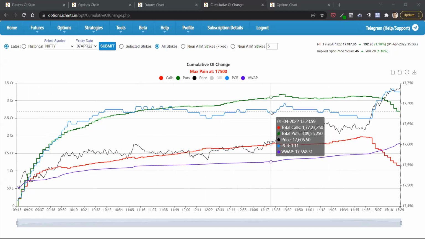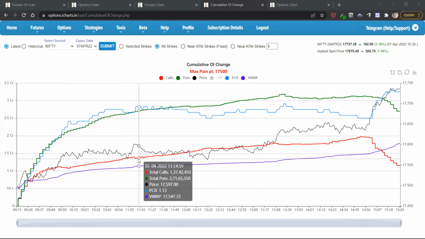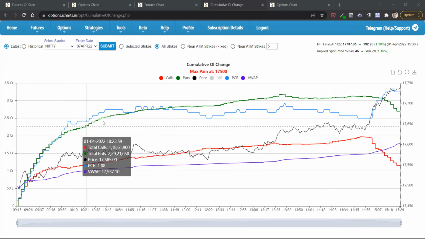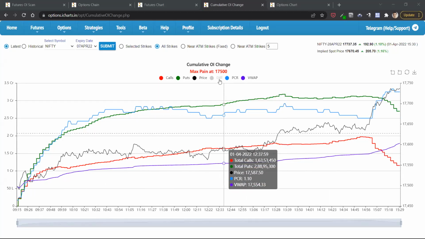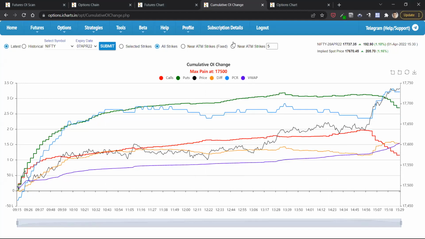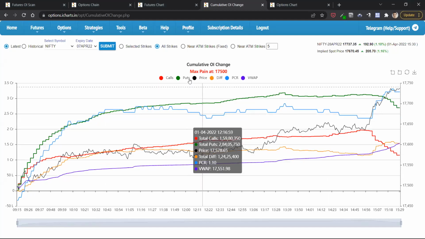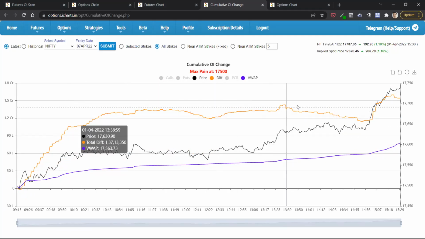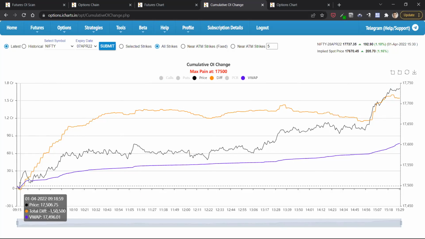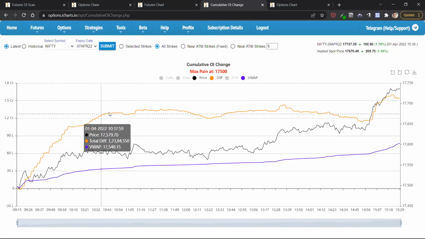So it is saying it is indecision, but overall, if you see, it is strongly bullish, because the put line is on the top, significantly on the top. If you want to see the difference over here, you can enable this line also. This orange line will quickly tell you the difference between the call and put. If this is above 0, then it is bullish. So this is going flat.